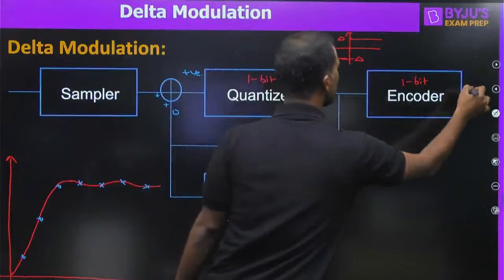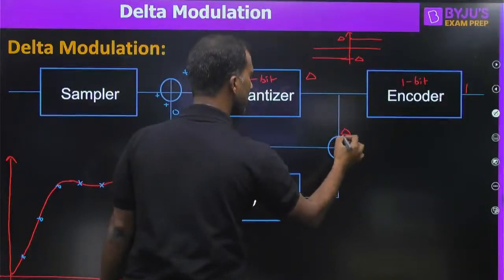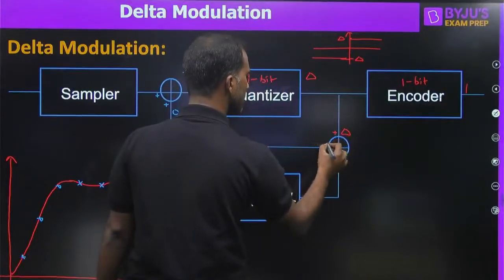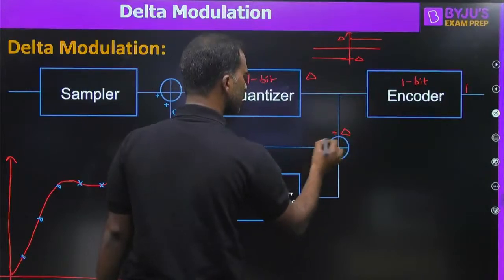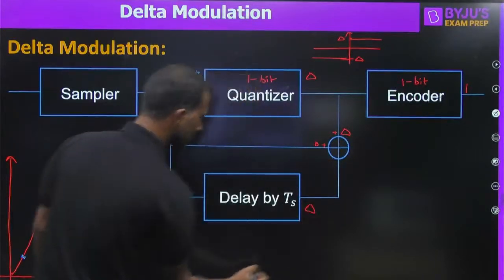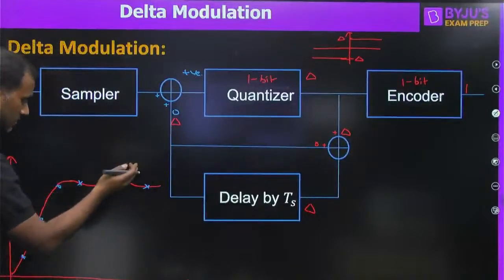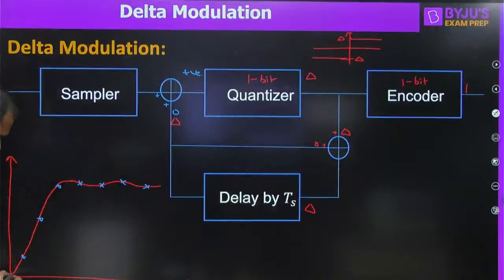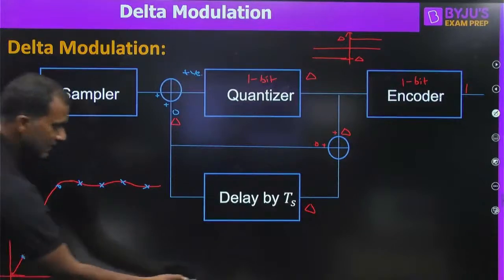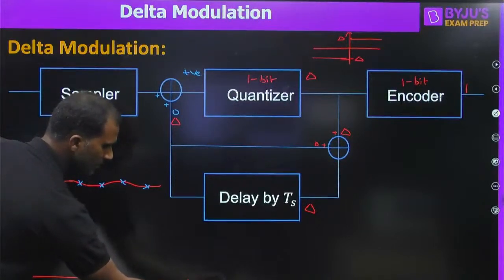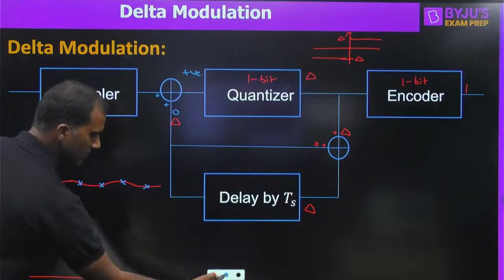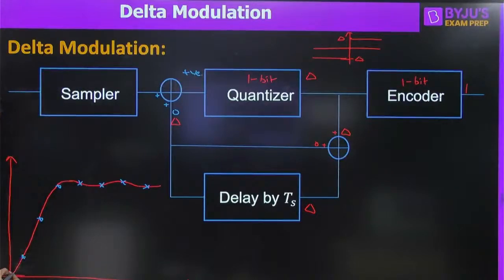Delta will be converted to 1 bit, and this delta comes here. It's a plus here and a plus here. Initially it is 0 here. 0 plus delta will become delta. So the output of the delay circuit will be delta. Now the feedback signal is delta. Let me plot the feedback signal. At TS, the feedback signal is delta, and it will stay there for TS seconds.